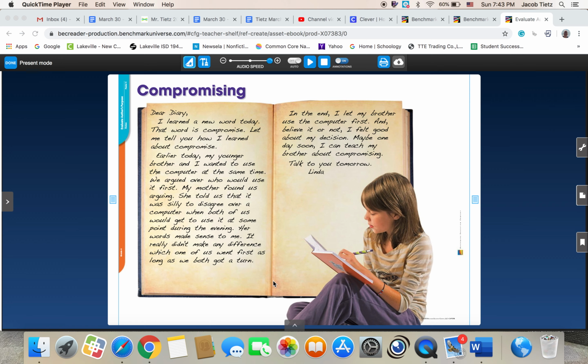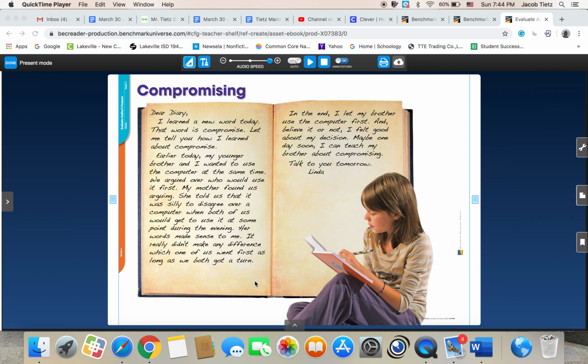Compromising. Dear Diary, I learned a new word today. That word is compromise. Let me tell you how I learned about compromise. Earlier today, my younger brother and I wanted to use the computer at the same time. We argued over who would use it first. My mother found us arguing. She told us that it was silly to disagree over a computer when both of us would get to use it at some point during the evening.